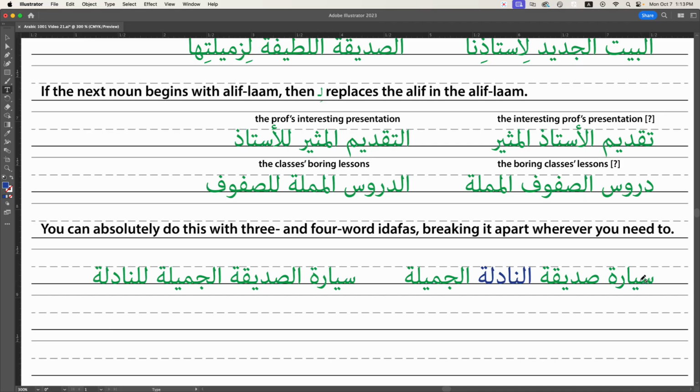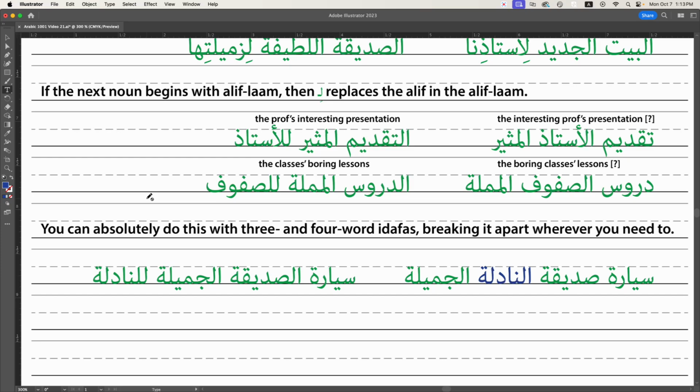So here we have sayyarat, sadiqat, an-nadila, al-jamila. Car, friend, waitress, beautiful. All of them feminine, singular, and definite. These two are definite because they belong to this one. Or really, this one is definite because it belongs to this one. And this one is definite because it belongs to this one. I'm trying to be precise here. So the default is that it's the waitress who's beautiful here, not the friend or the car.